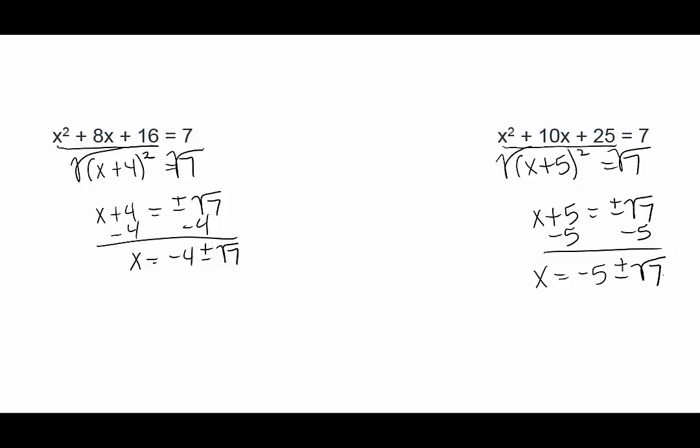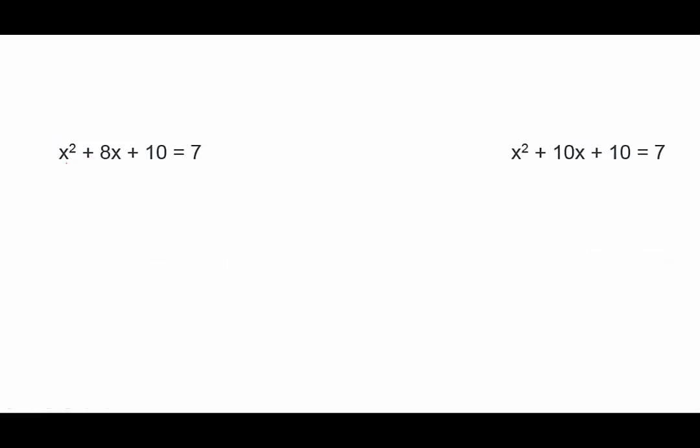Now let's look back at how we recognize that we have a perfect square trinomial. We take the 8, we cut it in half to get this number right here, and then we square it to get the 16. We take the 10, we cut it in half to get the 5, and we square it to get the 25. So what if we don't have a perfect square trinomial? Then we can convert it to a perfect square trinomial.